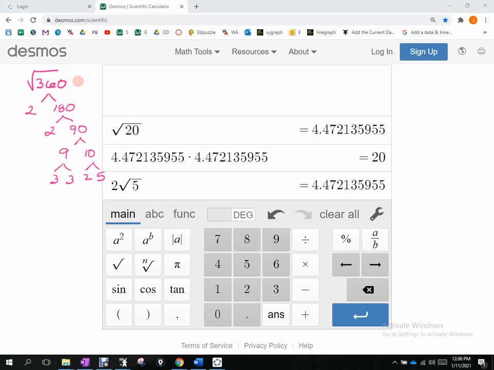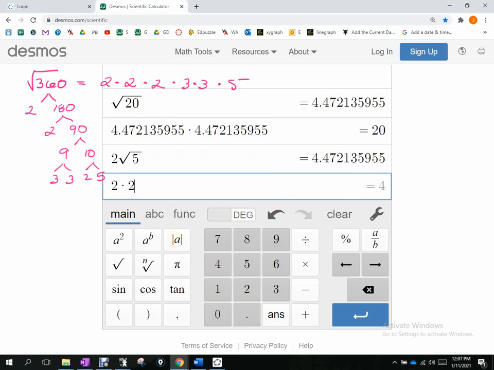Okay, so that means 360 should be the same thing as 2 times 2, that one times that one. I got another 2 down here. I got 2 3s, and I got a 5. If I multiply those numbers together, 2 times 2 times 2 times 3 times 3 times 5, 360. Every single number that is composite should be able to do something like that. Does that make sense? Okay.